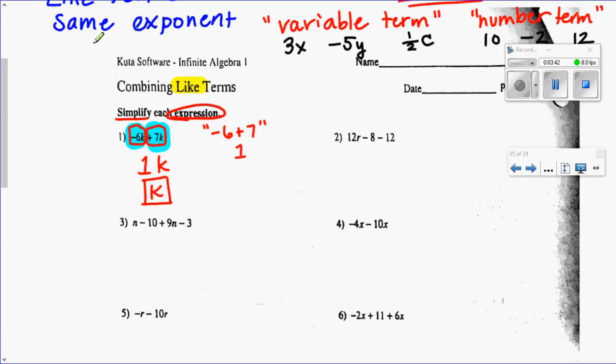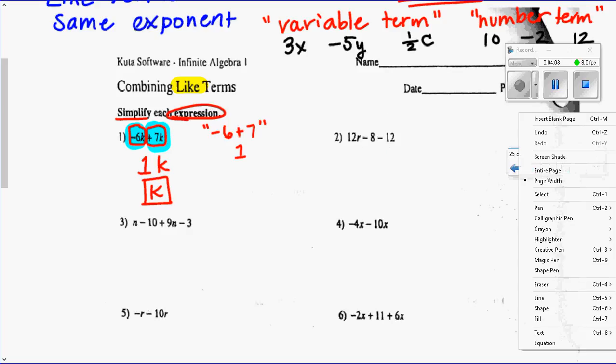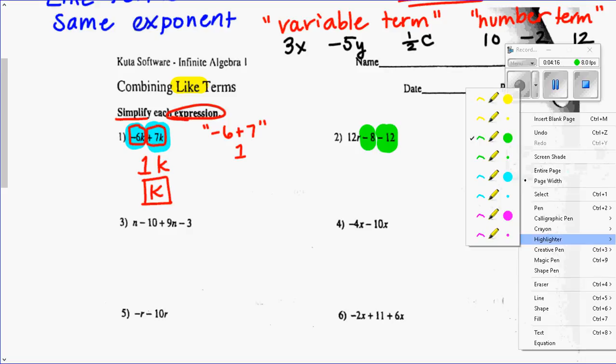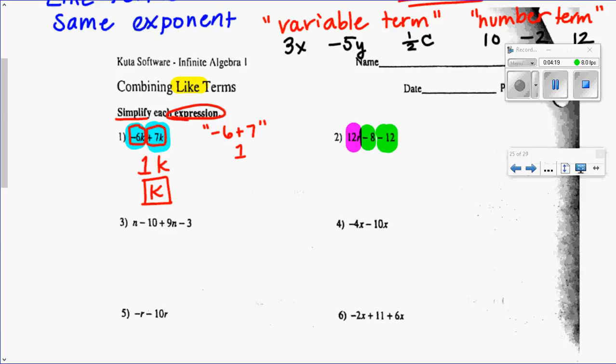Okay, on to number 2, right next door. I see that I have 12r minus 8 minus 12. So which ones are alike? Which of those numbers are alike? There's only one r term. So since there's only one r term, that one is unlike the others. So I can see that I have two number terms. I have negative 8 and I have negative 12. So those two can be combined. The 12r, though, cannot be combined. The 12r cannot be combined. So that one's on its own.